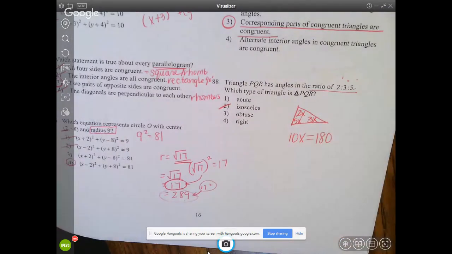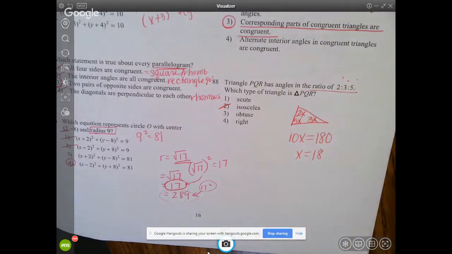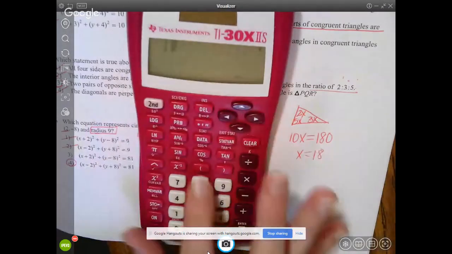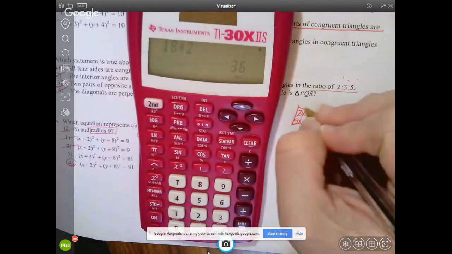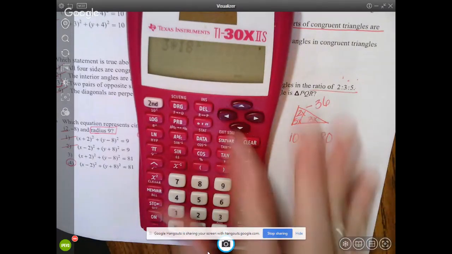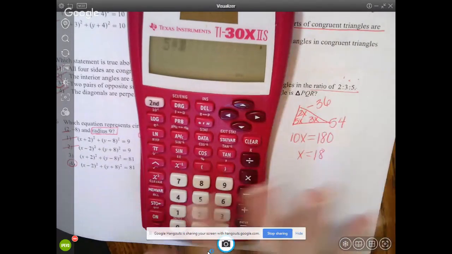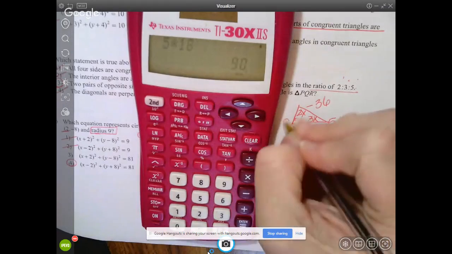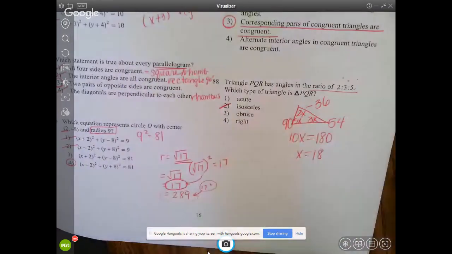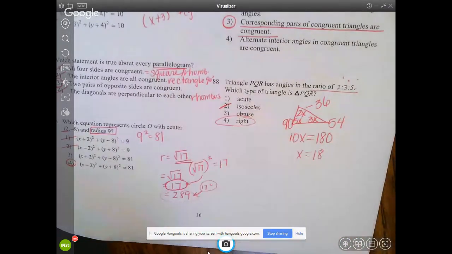And we know there's 180 degrees in a triangle. What do I do next? 180 divided by 10 tells me x equals 18. So now that I know x is 18, I can multiply each of these. 2 times 18 is 36. 3 times 18 is 54. And 5 times 18 is 90. And now that I have this information, I could say it's scalene, but I have a 90-degree angle, so it's a right triangle.